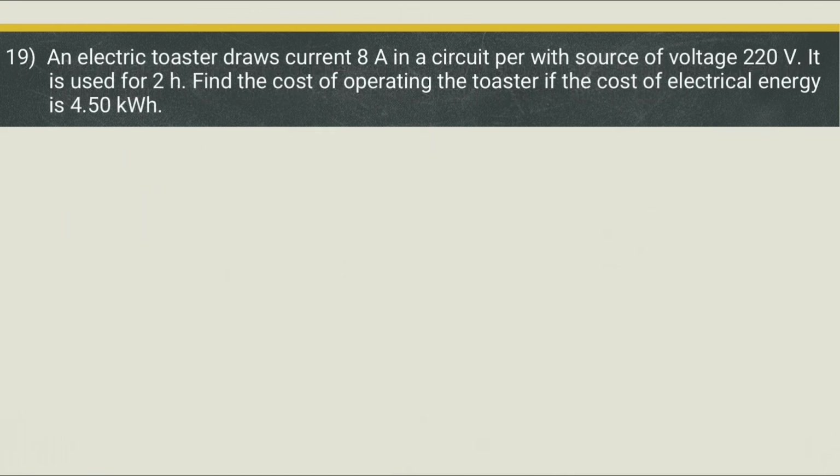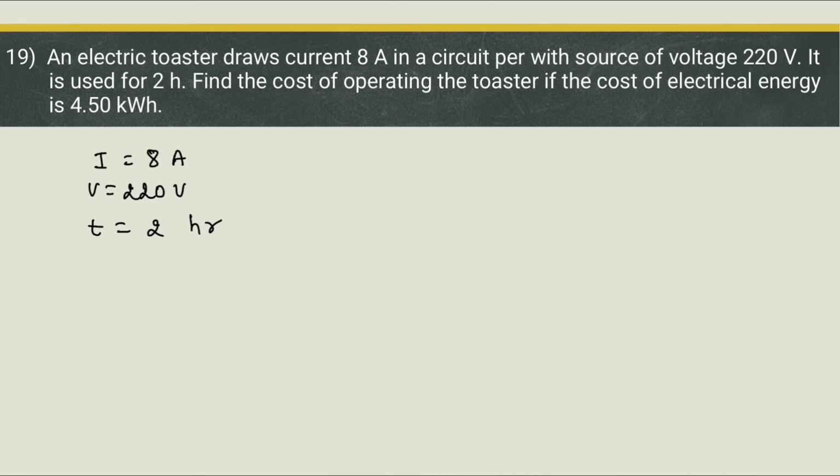Next, an electric toaster draws a current of 8 ampere in a circuit with a source of voltage 220 volt. It is used for 2 hours. Find the cost of operating the toaster if the cost of electrical energy is 4.5 rupees per kilowatt hour. So the toaster draws a current of 8 ampere, voltage is 220 volt, and it is operated for 2 hours.